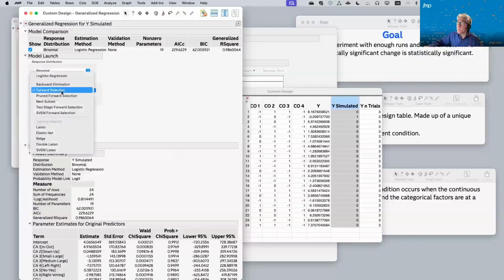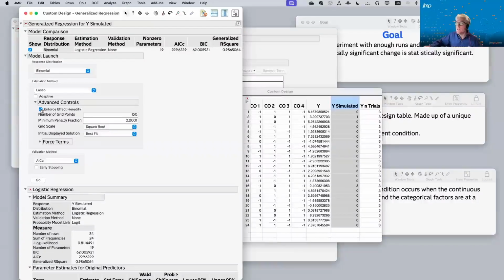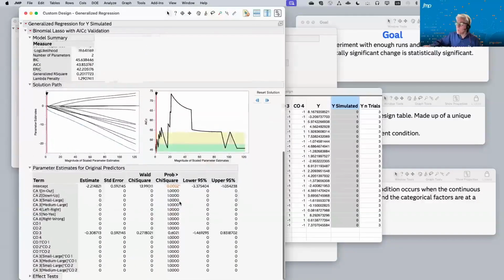And again, I'm staying consistent with what Christian did. We'll pick the lasso. Occasionally the lasso terminates a little bit early if you force heredity, so I'm going to just turn that off, and I'm going to click Go. So what you find is that that runs one iteration. What if I want to do this 1,000 times or 10,000 times, collect how many times each of my effects was significant, and determine how often it correctly identified something as being significant?